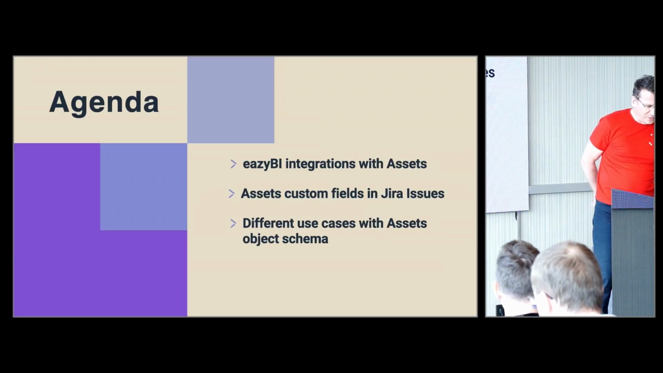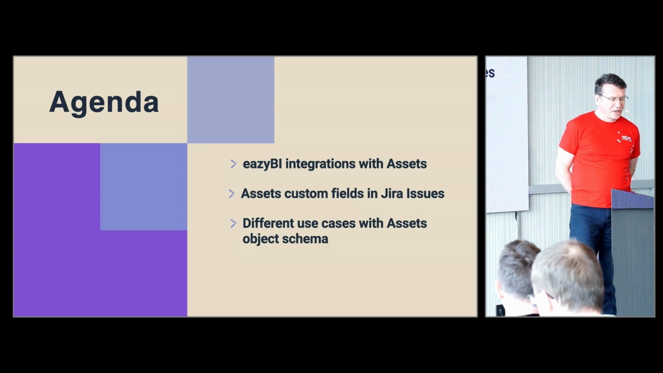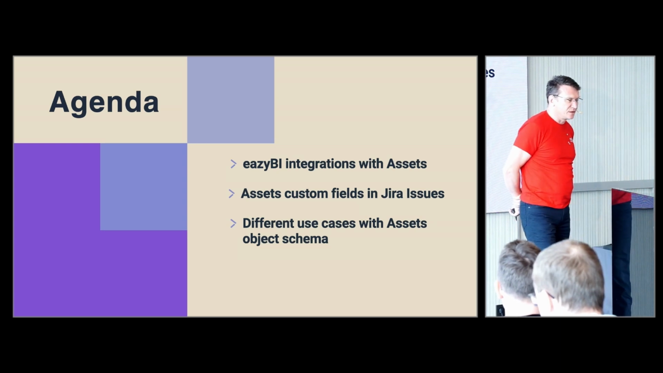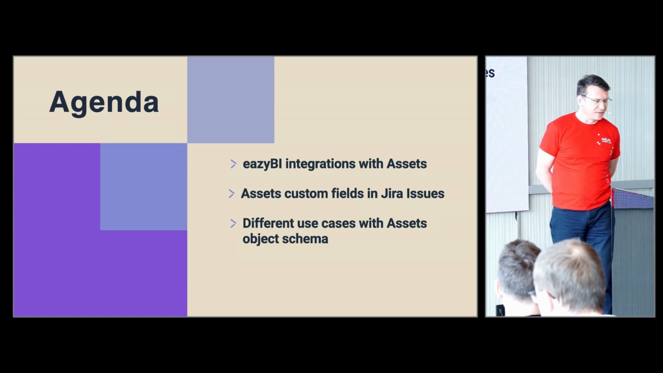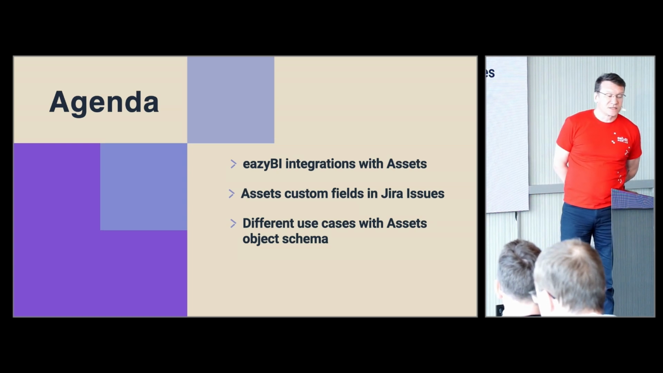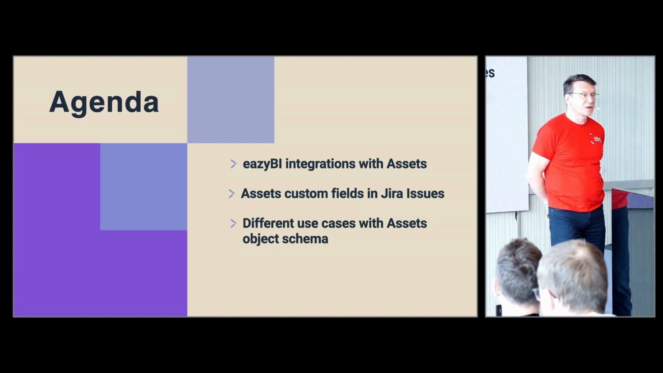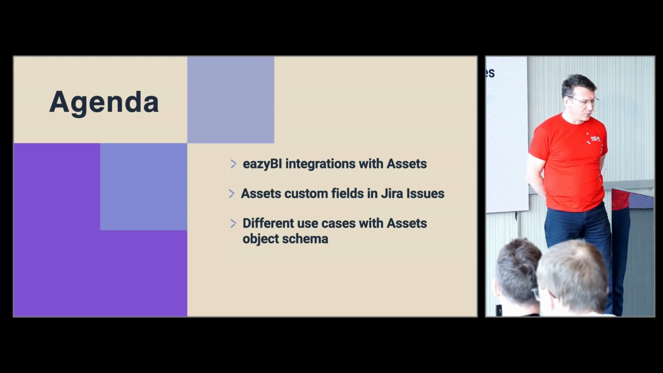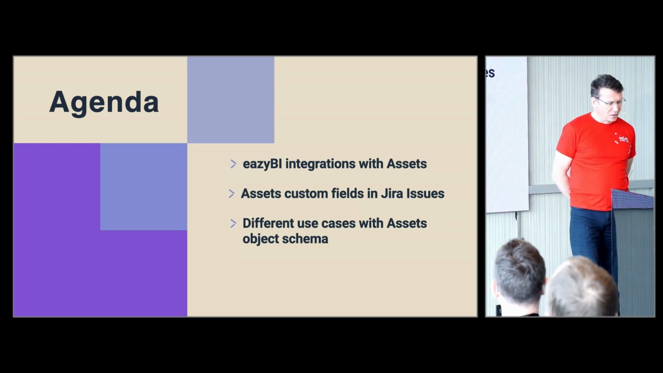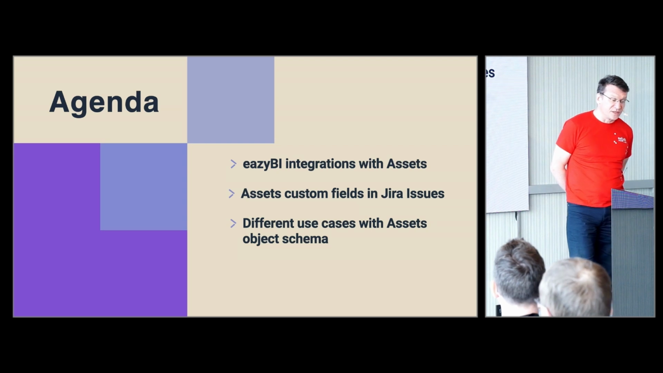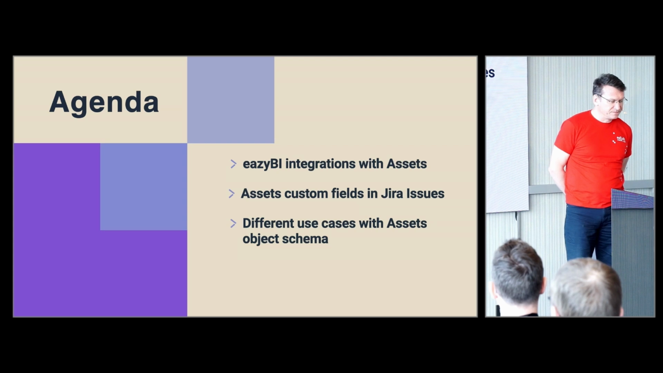Let's look at different ways you can touch the assets data in eazyBI. There are two ways, in fact. The first is that we can import the assets custom fields in the Jira Issues cube. There are a few specifics on how to do that and how to make reports from that. And the main part of the presentation will be about how to import the assets object schema and how to create different reports on this data.